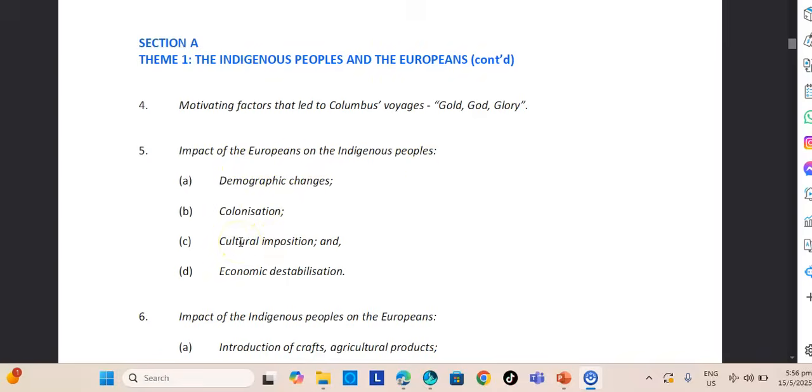All right, so we're going to look at the impact of the Europeans on the indigenous people in terms of cultural imposition and economic destabilization.